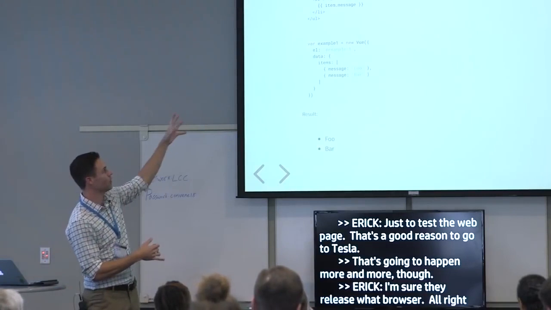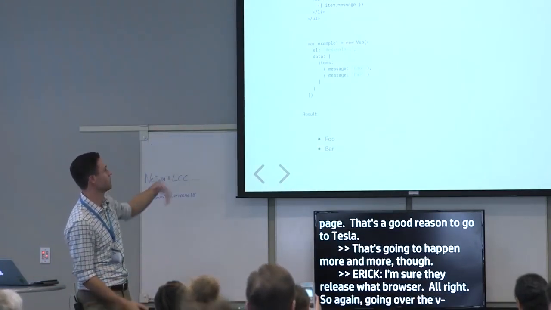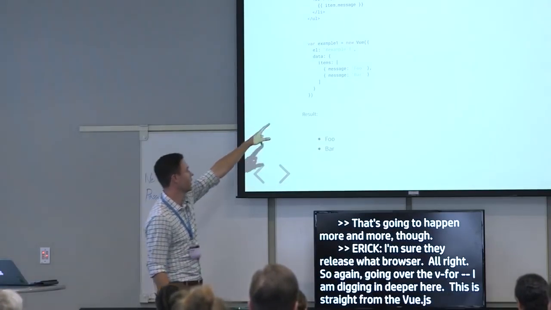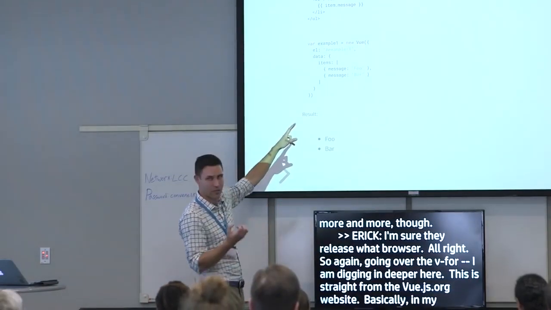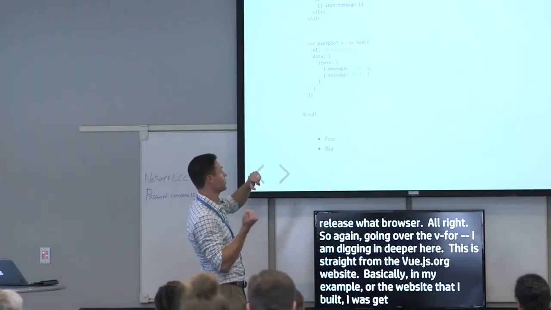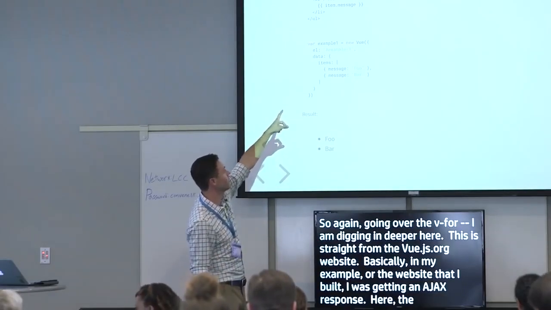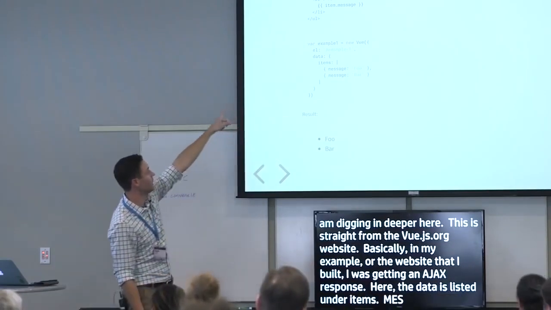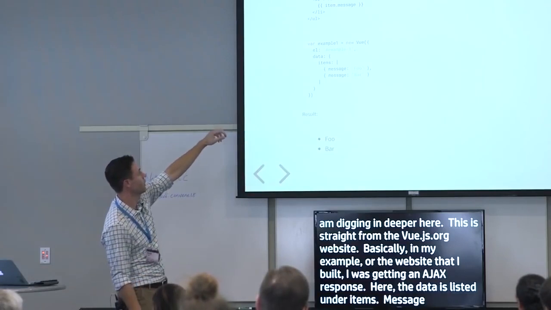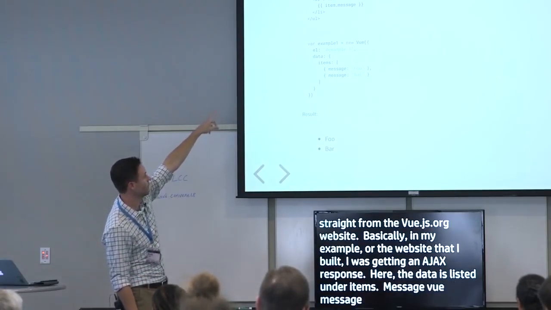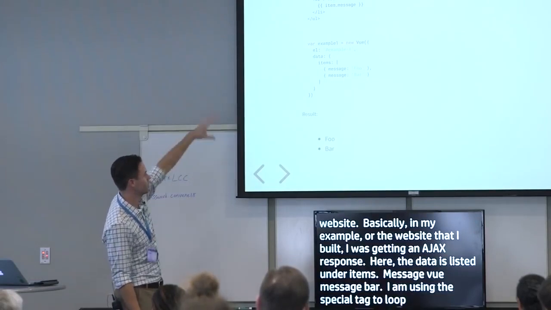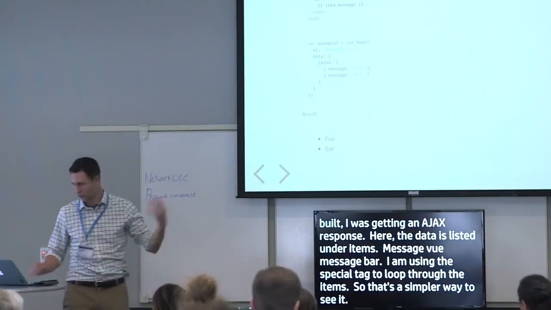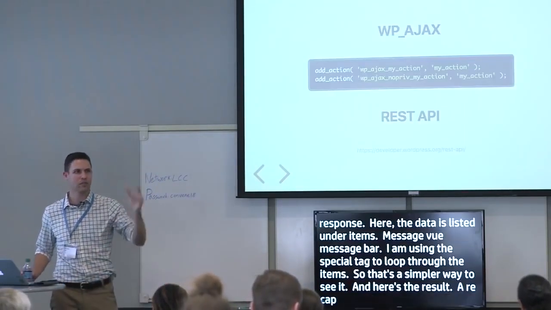So, again, going over the v-for, I dig into this deeper here. This is straight from the VueJS.org website. In the website that I built, I was getting an ajax response. Here, the data is listed under items. This is just an array, message foo, message bar. And in my HTML, I'm using the special v-for tag to loop through those items and then display the item.message. So that's a simpler way to see it, and here's the result. Boom, boom, 1, 2. Just a recap of exactly what we went over. Did I see a hand raised?